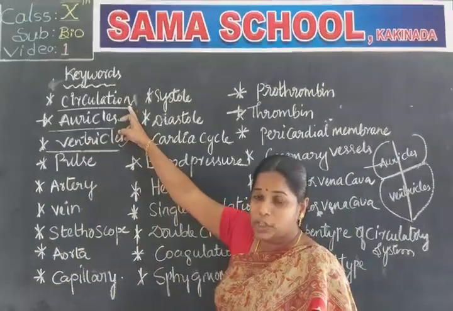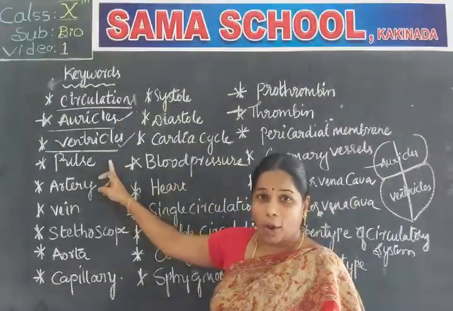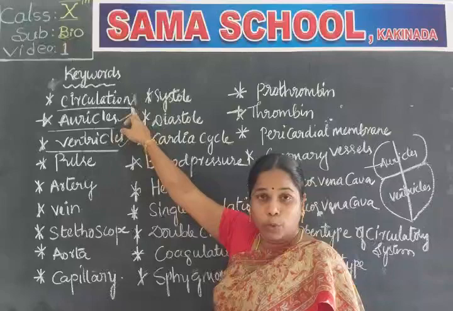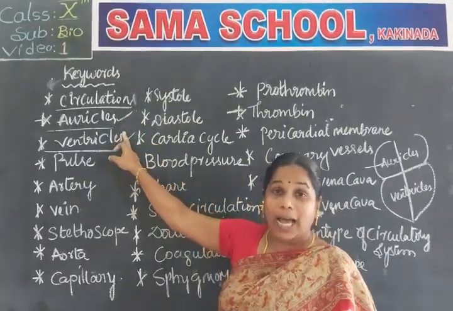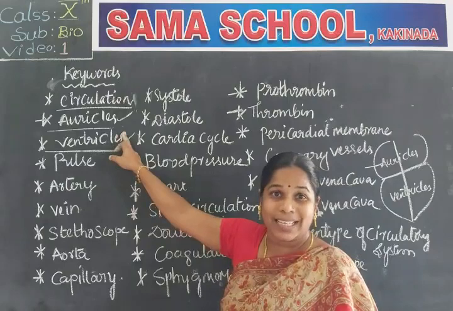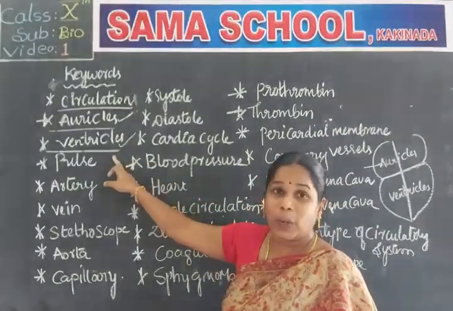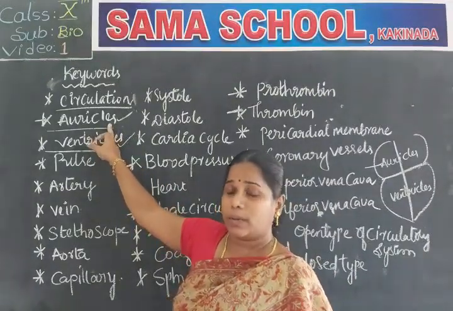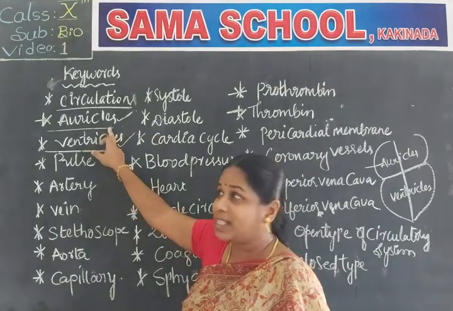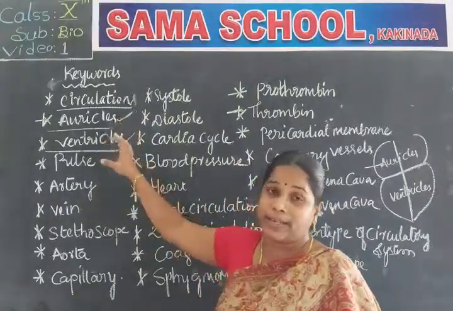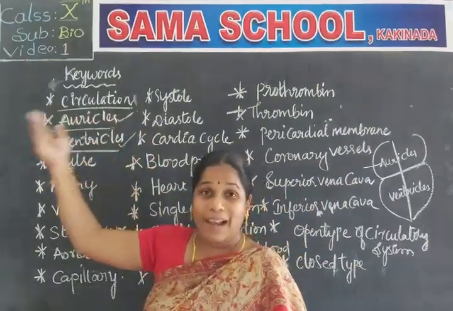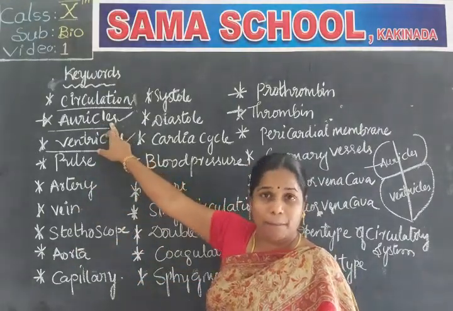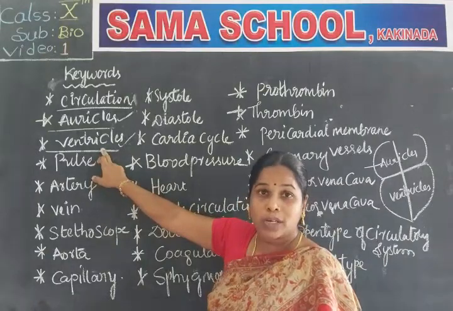So circulation, auricles, ventricles. I hope you got these 3 keywords. What is meant by circulation? The movement of blood around the body. The upper chambers of the heart are called auricles. The lower chambers are called ventricles. You can say them as atria also. Why am I stressing the auricles and ventricles? Because the vessels arise from these only, where they take the blood and get the blood. So you should know that the auricles are always the upper chambers and the ventricles are the lower chambers.